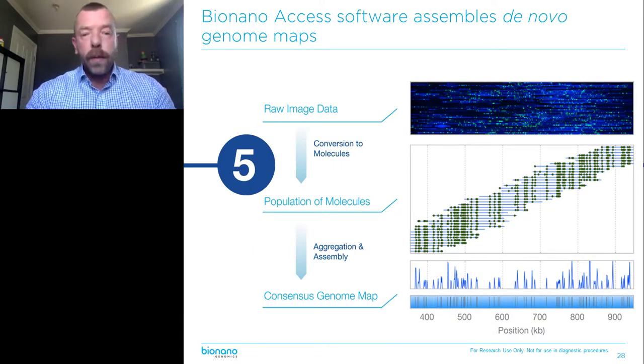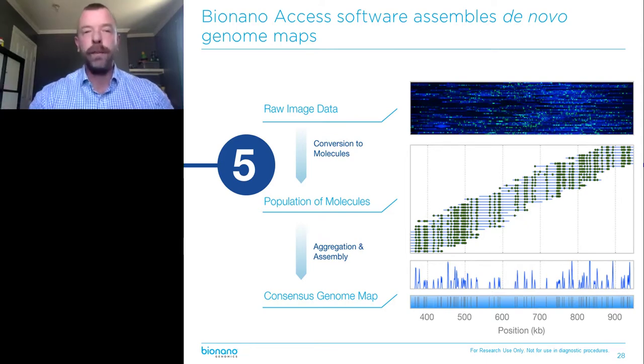Once we collect these images on all of these nanochannels over and over again, our software will extract the digital information of these molecules. And then we perform a de novo assembly of the genome, meaning that we will align every molecule that we imaged with every molecule that we imaged all throughout the genome. And we find overlap, build an overlap graph like you see here, and then out of that at the bottom, a consensus genome map.